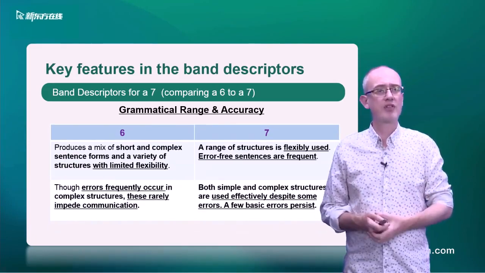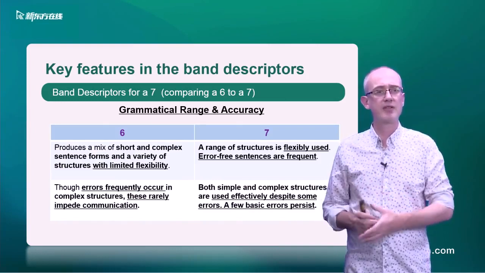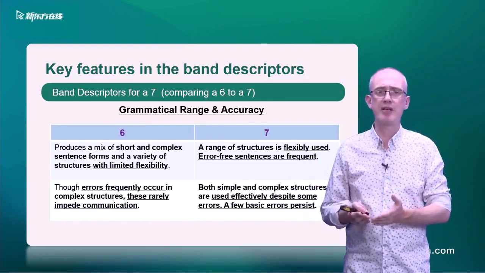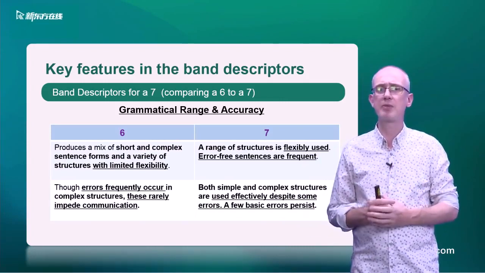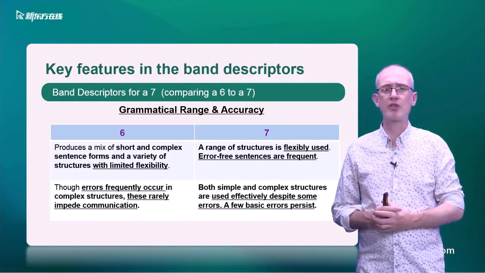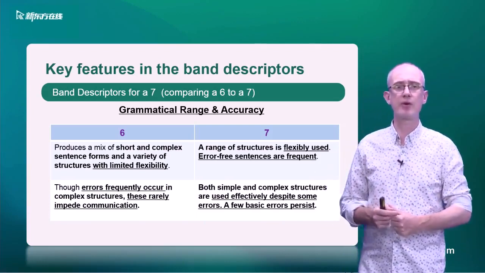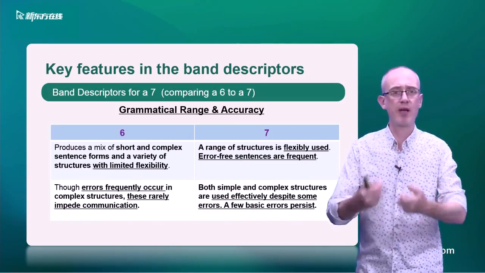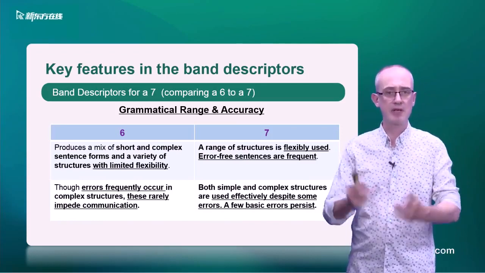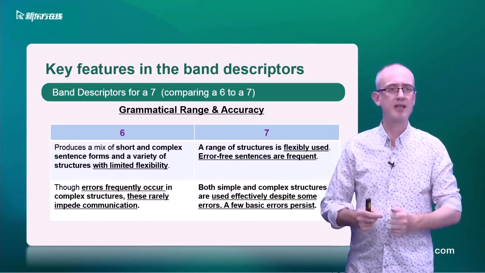So, grammatical range and accuracy. For a 6: short and complex sentence forms, a variety of structures with limited flexibility. You don't have to be that flexible for a 6 for grammar. 7: a range of structures is flexibly used. Error-free sentences are frequent. Again, flexible, flexible, flexible. That's the word that's coming up in the band descriptors that the examiner has for 7: flexibility.